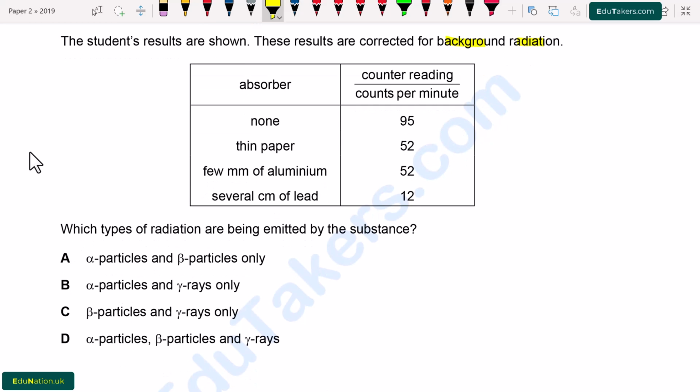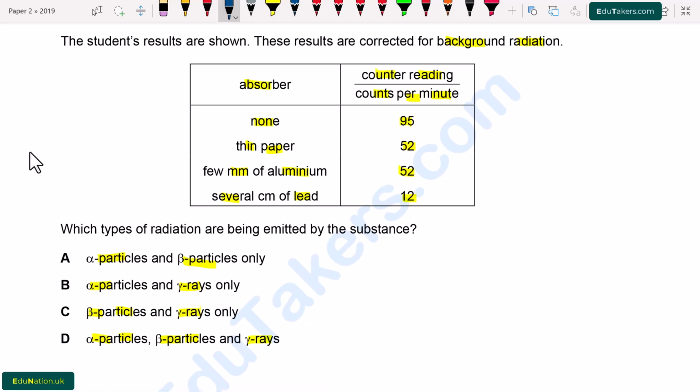First of all, here is the absorber and counter reading, which is counts per minute. None, 95. Thin paper, 52. A few millimeters of aluminium sheet, and here is 52 again. Several centimeters of lead, 12. Which types of radiation are being emitted by the substance? Option A, alpha particles and beta particles only. B, alpha particles and gamma rays only. C, beta particles and gamma rays only. D, alpha particles, beta particles and gamma rays.